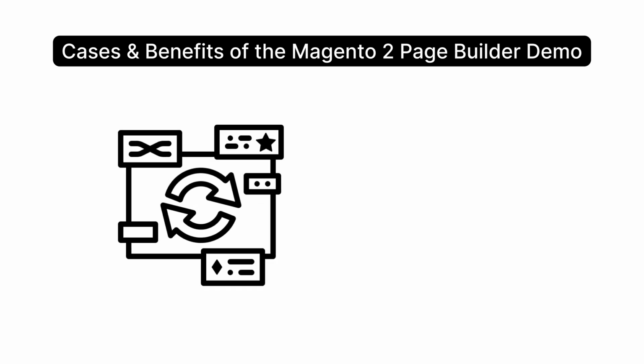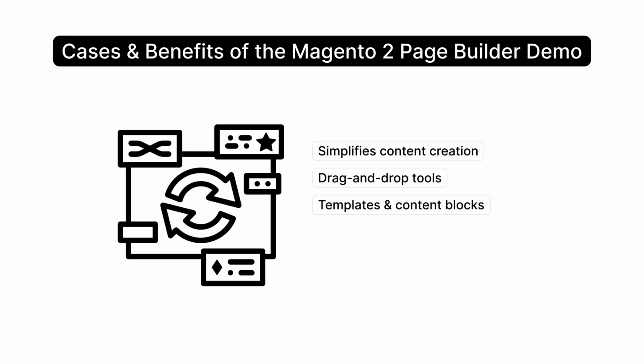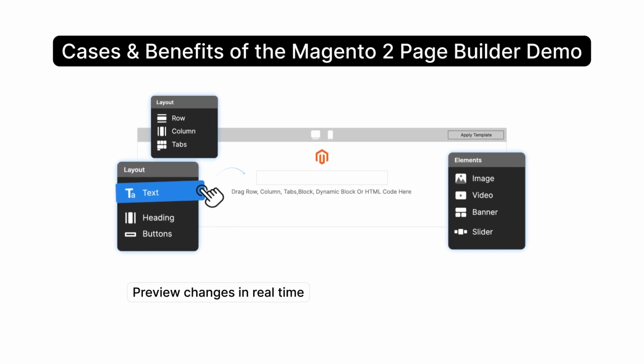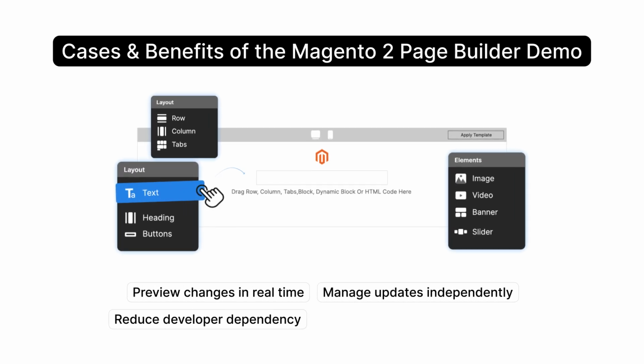Here are the top use cases and benefits of the Magento 2 Page Builder demo. The Magento 2 Page Builder demo simplifies content creation with drag-and-drop tools, templates, and content blocks. It helps build customized pages, engaging visuals, and quick updates without coding. Preview changes in real time, manage updates independently, and reduce developer dependency. The demo empowers you to create polished designs and effortlessly adapt to trends.